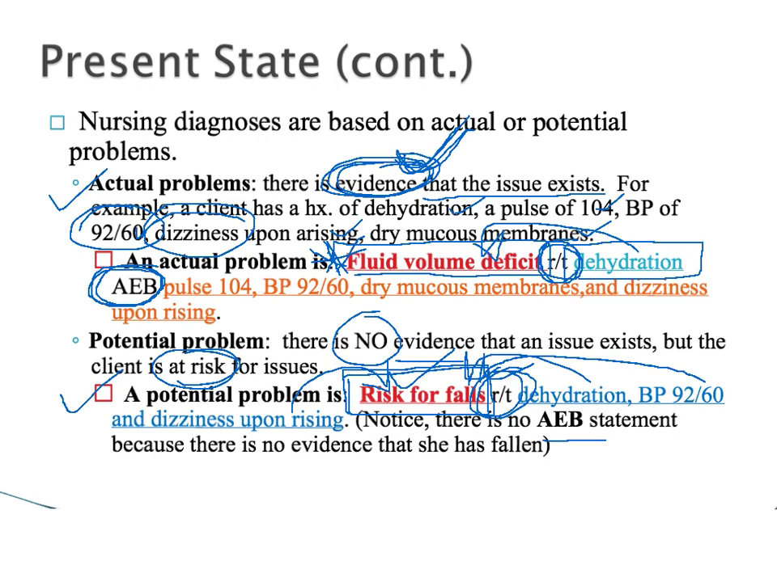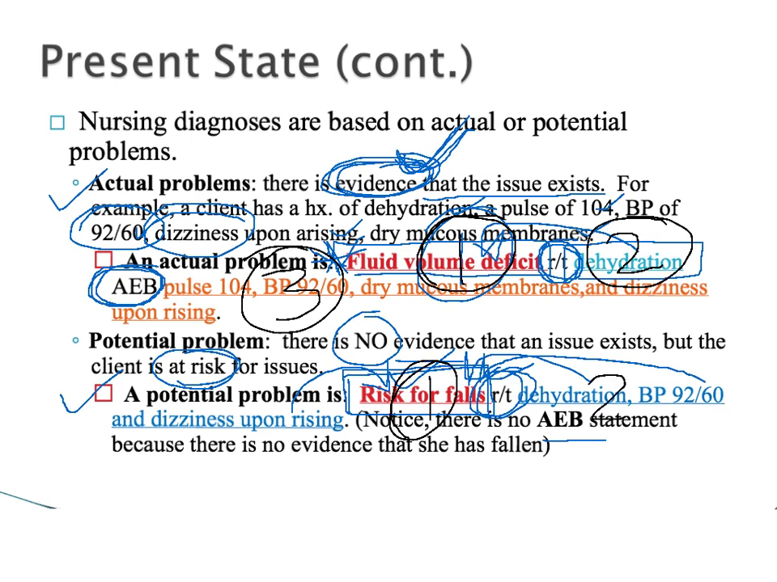So what you will notice here is that an actual nursing problem is a three-part statement. One, you have a label. Two, you have a related to statement. Three, you have an as evidenced by statement. Whereas a potential nursing diagnosis problem is a two-part statement. One, you have a label. Two, you have a related to statement.